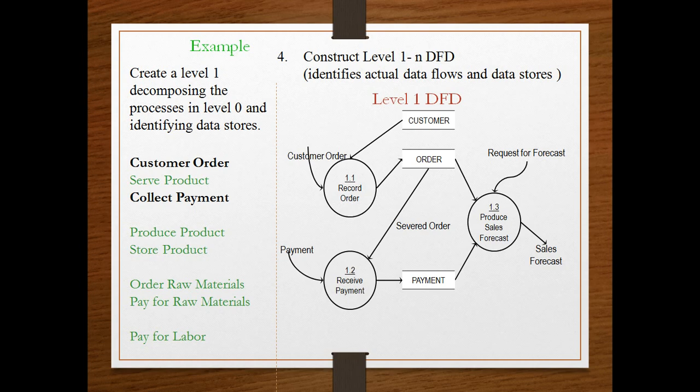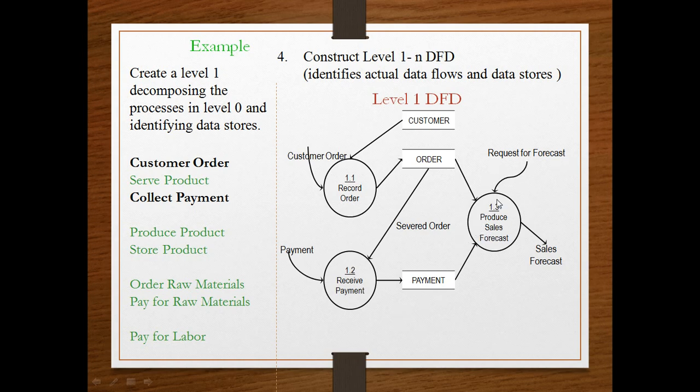The first level diagram means every process is now considered. So now here we are going to consider only customer order, serve product, and collect payment. So this becomes one particular process, and we are going to work with it. This is a customer, this is an order database, this is a payment database. Now, record order. The customer will order and it is going to get recorded. Once it is done, it is given to order. The order is served, that means it will receive the payment, and the payment is received and the order is served. Then the order is also given to the production department, which will produce, and the payment is given here.